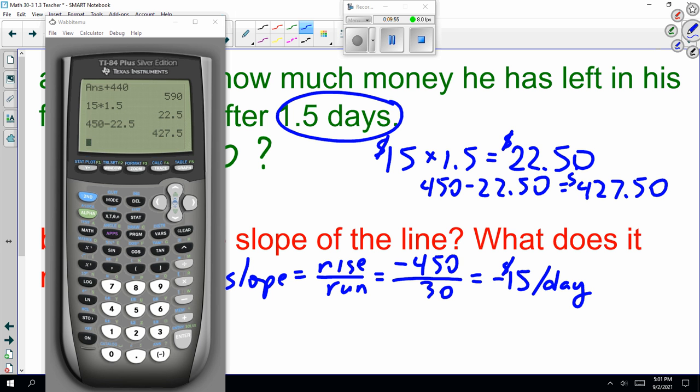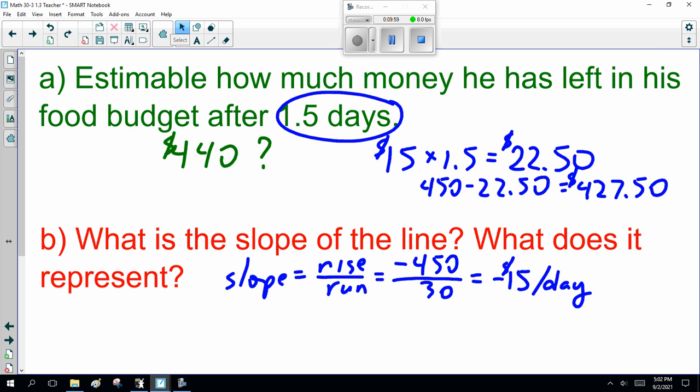So I guesstimated 440 from the graph, but that was a horrible estimation. It's actually closer to 430. Right? So that's what you should be able to do when I give you a graph.